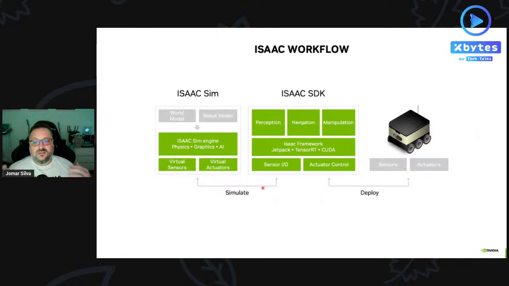So to start the development with Isaac, I start with a simulator where I will import all the projects that I have for my physical robot. I will create a virtual world where this robot will operate. I connect it with virtual sensors and actuators, and I'm able to start programming and training all the AI inside this virtual world. When I'm done with the training, I use the Isaac SDK to develop all this. I just need to move the code from the training with Isaac SDK to the physical robot.